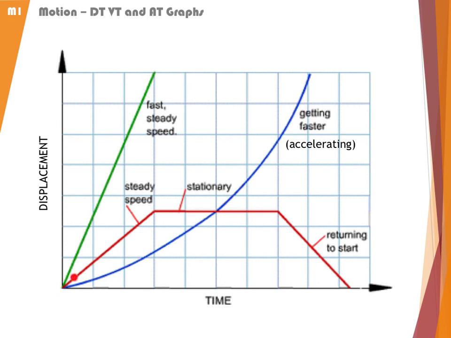Then with the red line we've got a steady speed. Obviously a horizontal line shows no change in displacement, so that is stationary. It's got a velocity of 0, so on a velocity time graph it would show a constant horizontal line at 0. And then finally, displacement is going backwards here, so the velocity would be negative.